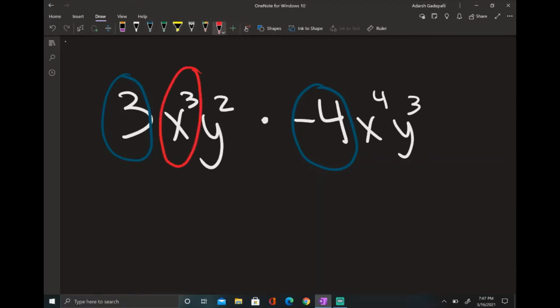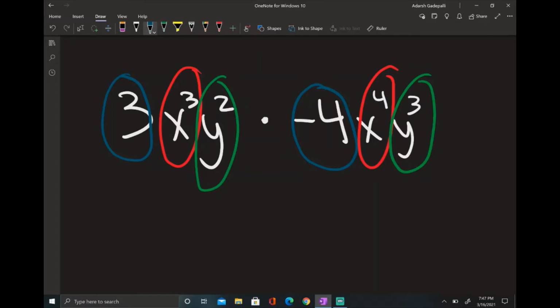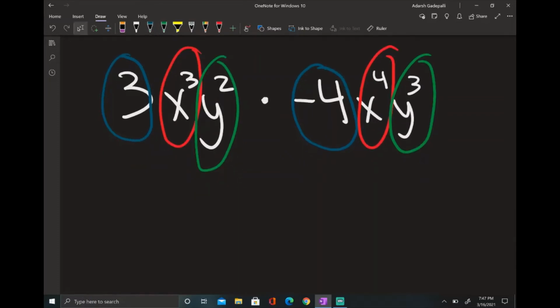X cubed matches with x to the fourth, and then y squared matches with y cubed. When you match them, you want to look at the property you're using. You're multiplying here, so you want to multiply the terms. So 3 times -4 is -12.